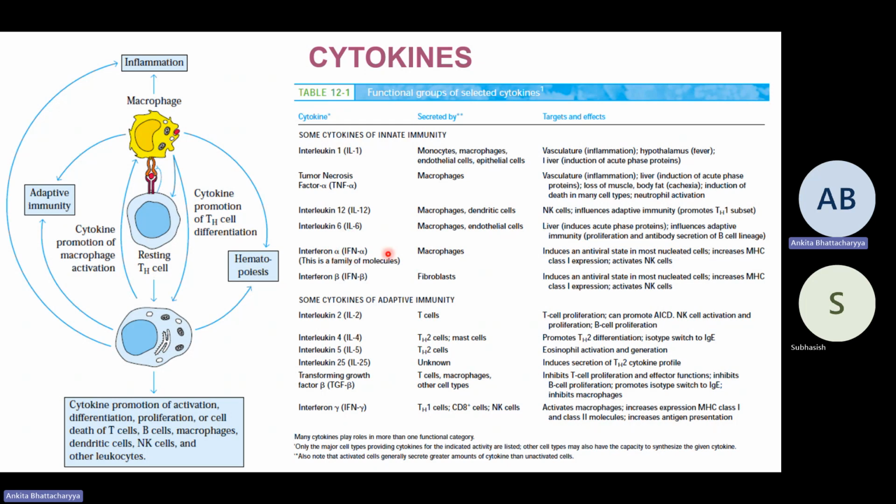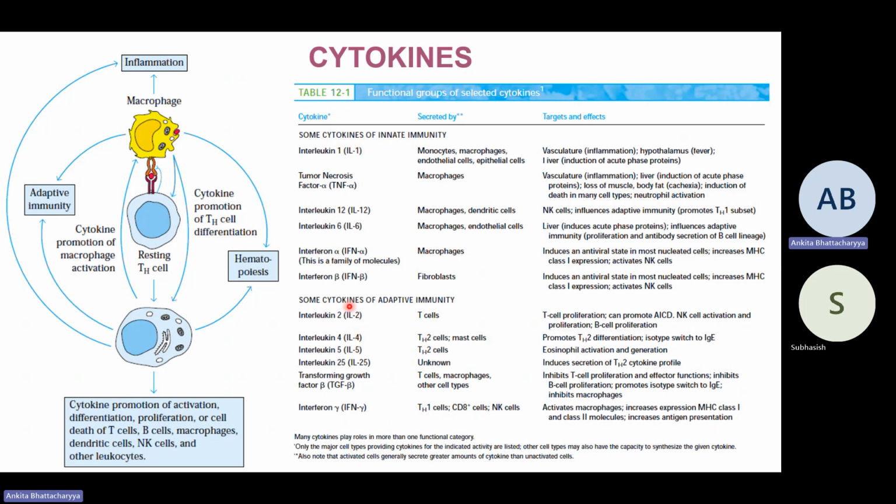But yeah, interferons alpha and beta, which are respectively being secreted by macrophages and fibroblasts, are necessary for the induction of the antiviral state in most nucleated cells. And what it does downstream is that MHC class 1 expression goes up and allows activation of NK cells, which are necessary for clearance of the viral infection from the system. So these are participants within the innate immunity.